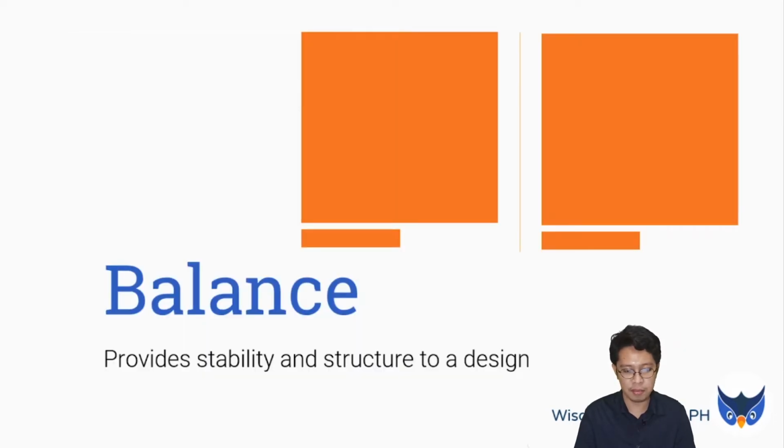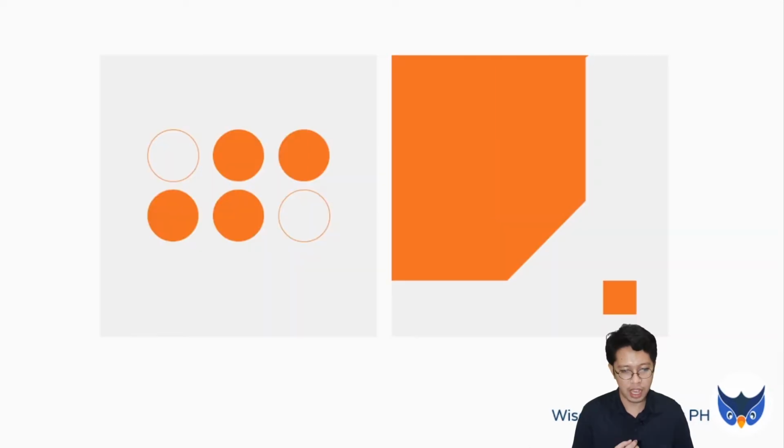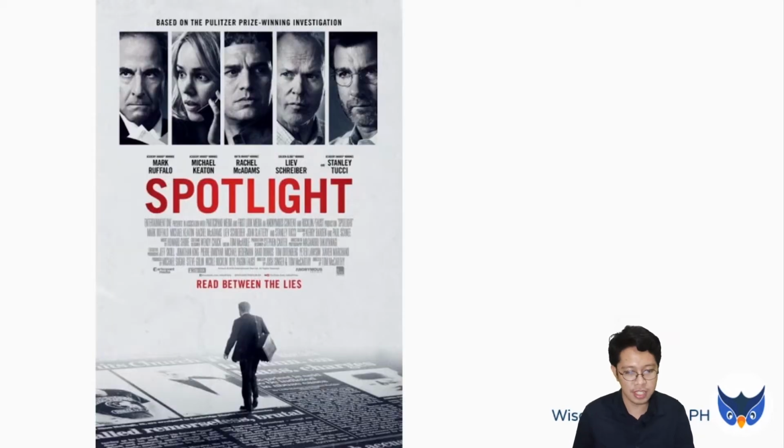Next that we have is balance. Balance provides stability and structure to a design. As we can see sa example dito sa left na balance actually helps out organizing different elements sa isang design. Pero the lack of balance din naman, as we can see sa example sa right, nakakatulong din siya sa pag-emphasize ng mga visual elements. So an example I have for balance is this poster from Spotlight.